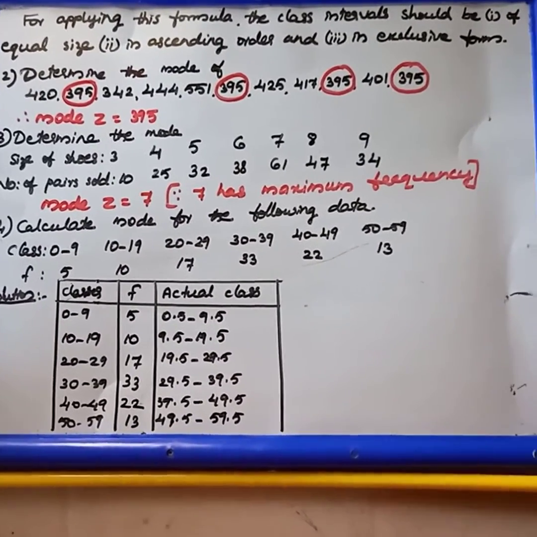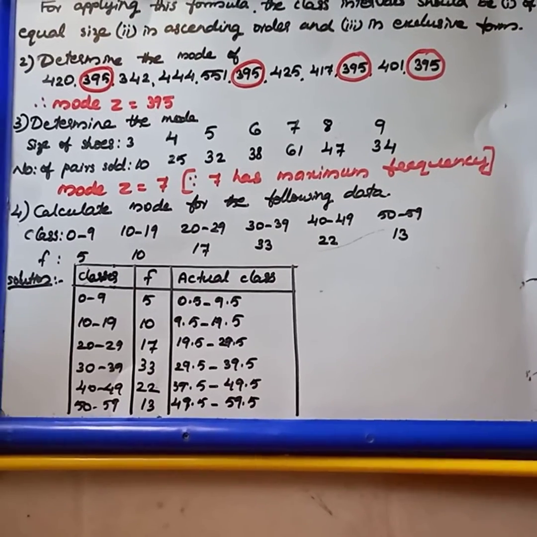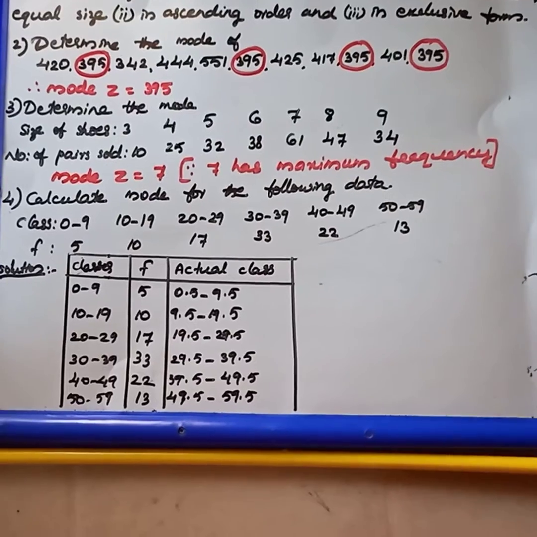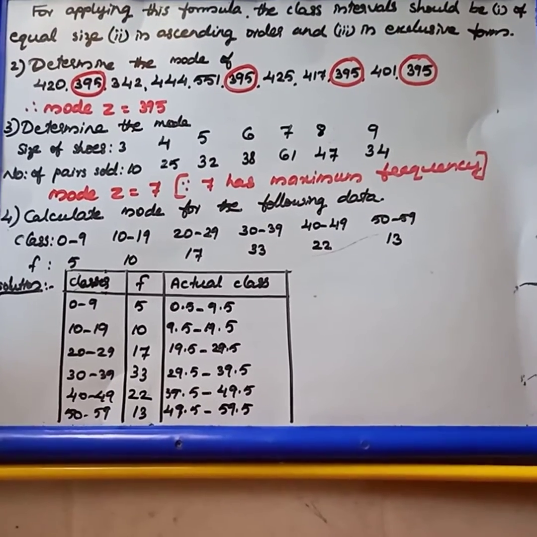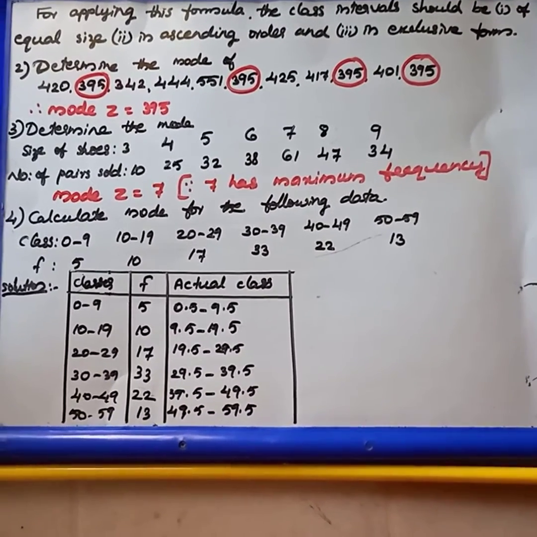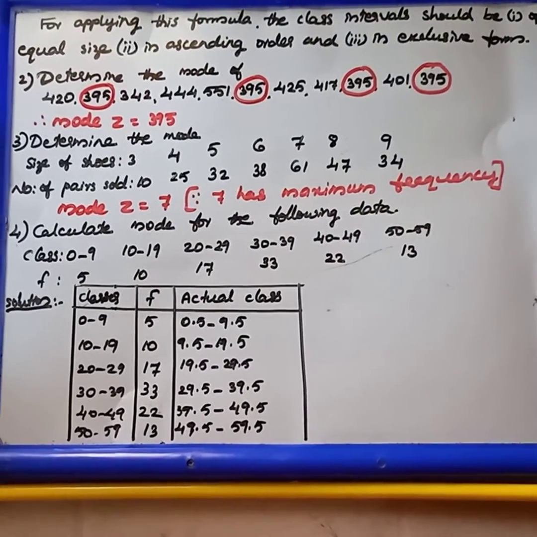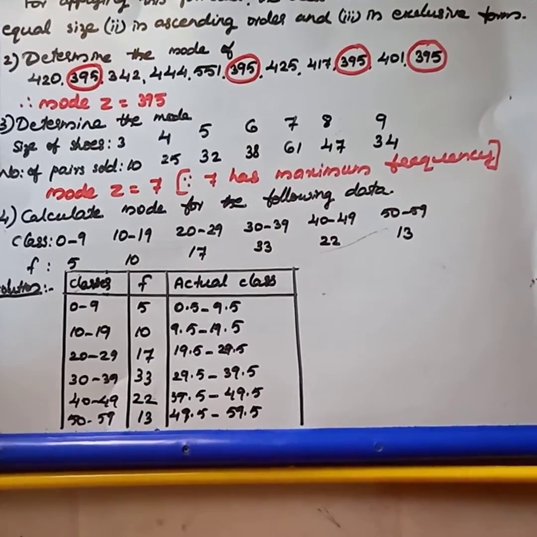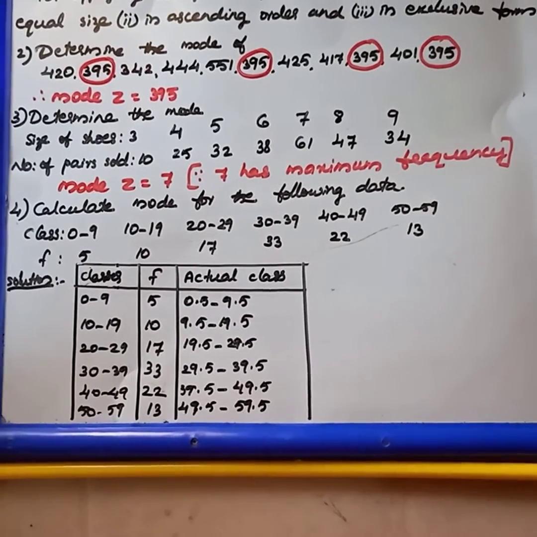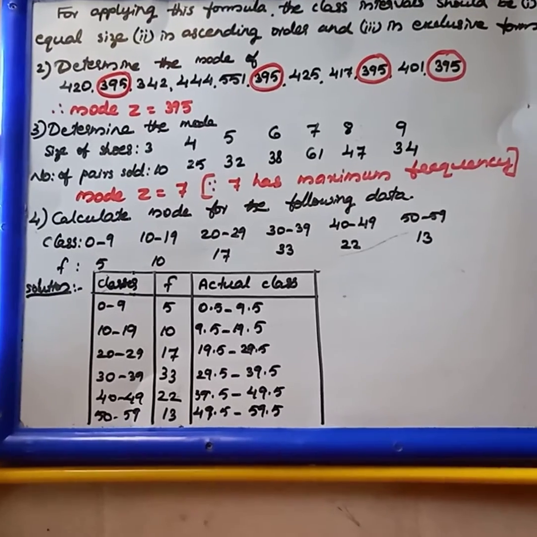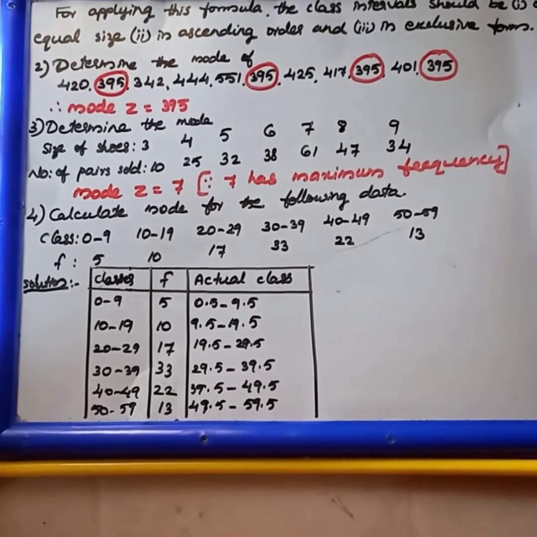Question: Determine the mode of 420, 395, 342, 444, 551, 395, 425, 417, 395, 401, 395. Mode Z is equal to the most repeated value, that is 395.